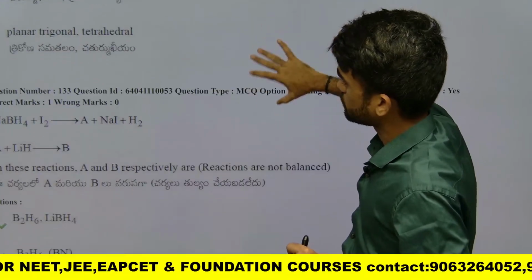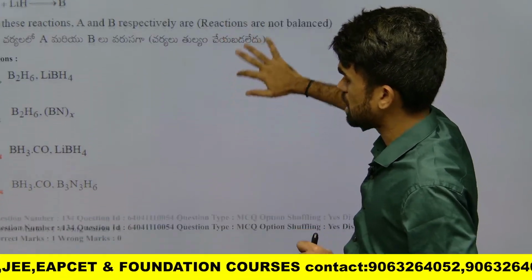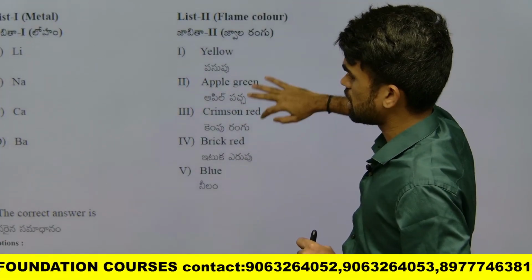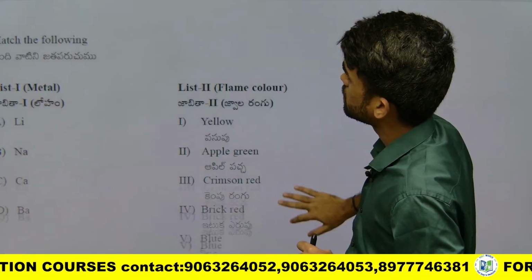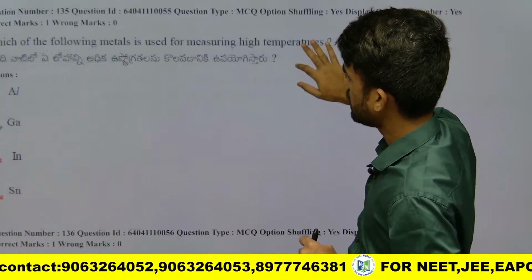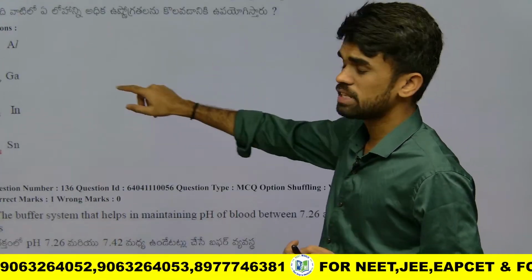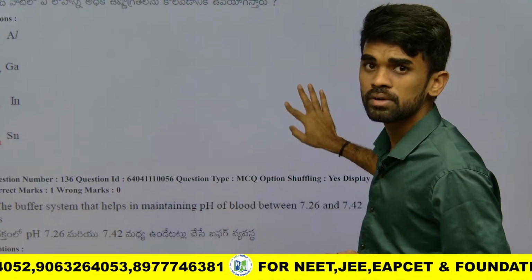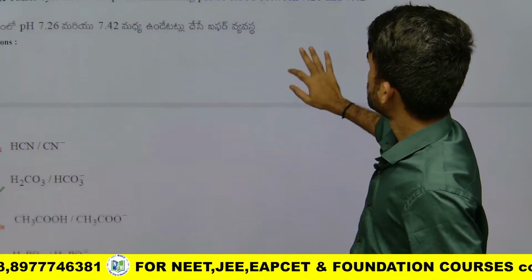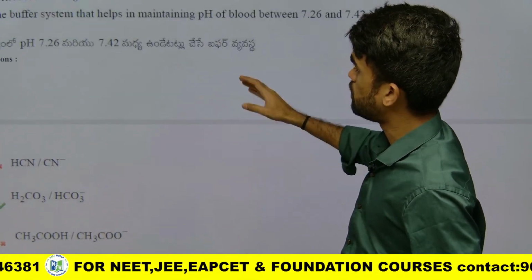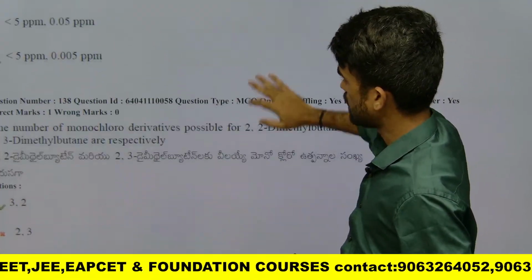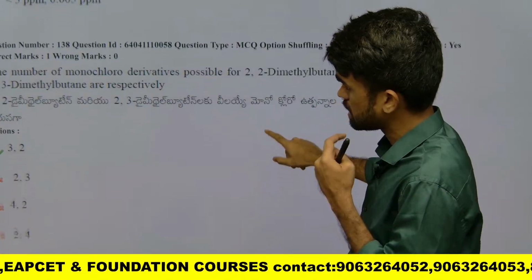Next, this is also based on diboron, which we discussed in the last class. The color of the metals was also discussed. Here, which metal is used in the thermometer? I told you it is gallium, which we can use at high temperatures. Buffer action in the blood maintains the pH, right? That is also discussed. Then next, this question was also discussed.